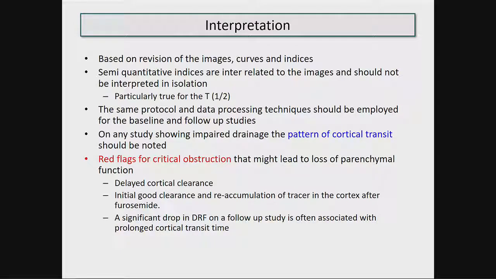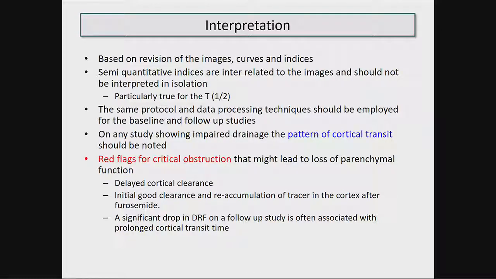An obstructed kidney, as you well know, doesn't necessarily imply that this kidney requires surgery. In about 60% of them, the obstruction could resolve spontaneously. However, some of these kidneys do have critical obstruction and will lose function. And so the cortical transit might raise a red flag about the likelihood of this phenomenon to occur.